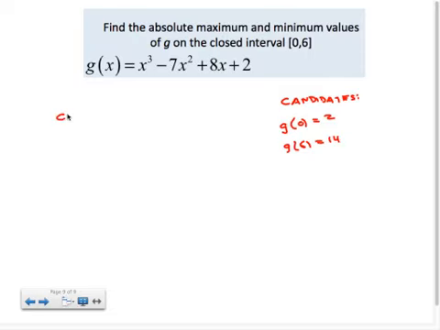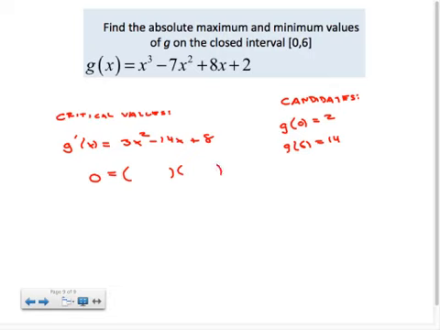Now, the only other places to look are critical points, or critical values. Those are places where g prime is 0 or g prime is undefined. So let's find g prime of x, and we'll work from there. g prime of x will be 3x squared minus 14x plus 8. That's never going to be undefined. It's a polynomial. So we'll look and see where this is equal to 0. And hopefully we can factor this fairly easily. Otherwise we'll go with the quadratic formula. So we know we need a 3x and an x. And I think if we go minus 4, minus 2, we'll be good. Negative 12 minus 2 is negative 14.